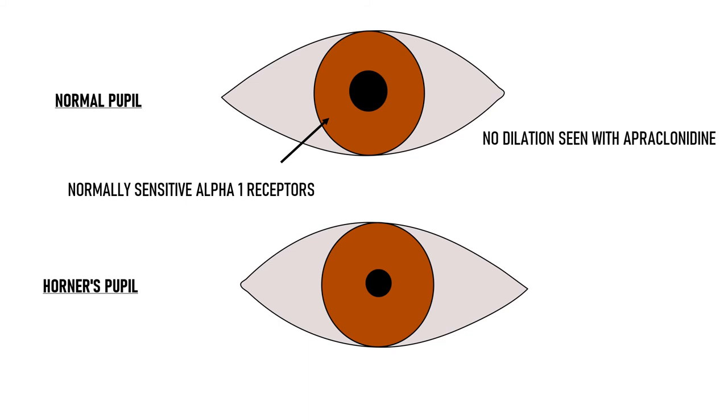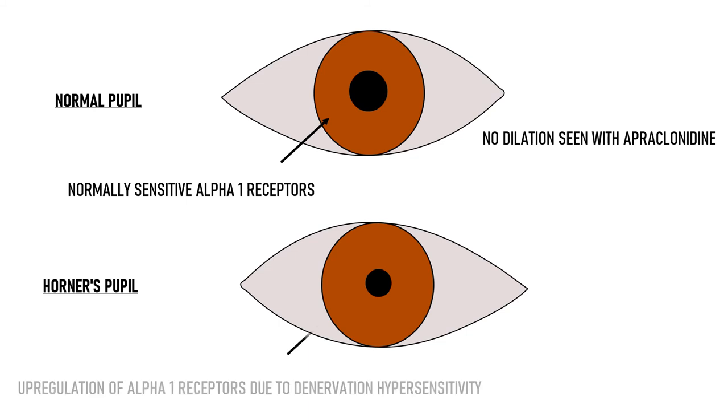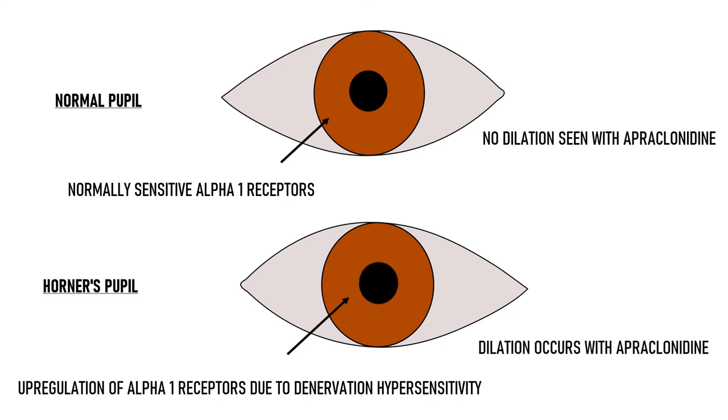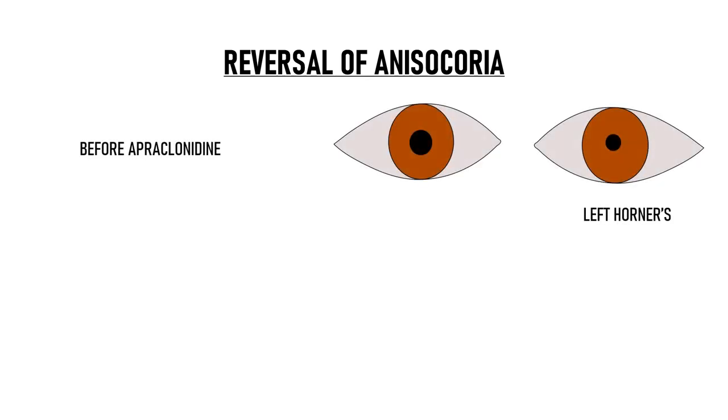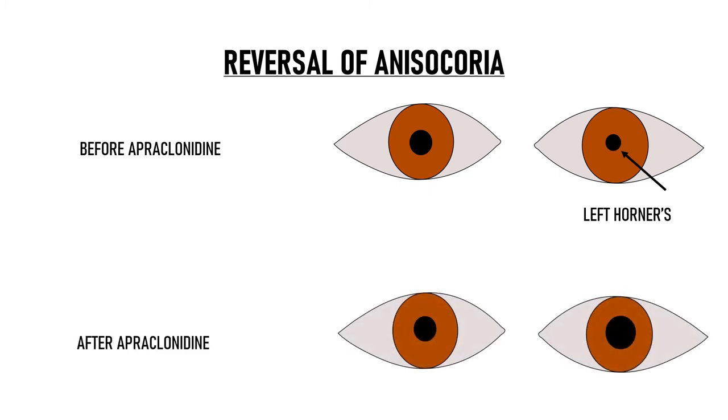However, in Horner's pupil, the phenomenon of denervation hypersensitivity occurs, which leads to upregulation of these alpha-1 receptors. Because of this upregulation, these receptors become sensitive to even a weak agonist like apraclonidine and respond to apraclonidine eye drops by dilating. What we will see in such a scenario is termed as reversal of anisocoria, because before apraclonidine administration, the affected eye had a smaller pupil than the normal eye. But after putting apraclonidine, the affected eye was the one with the larger pupil, so the anisocoria in this case has reversed.